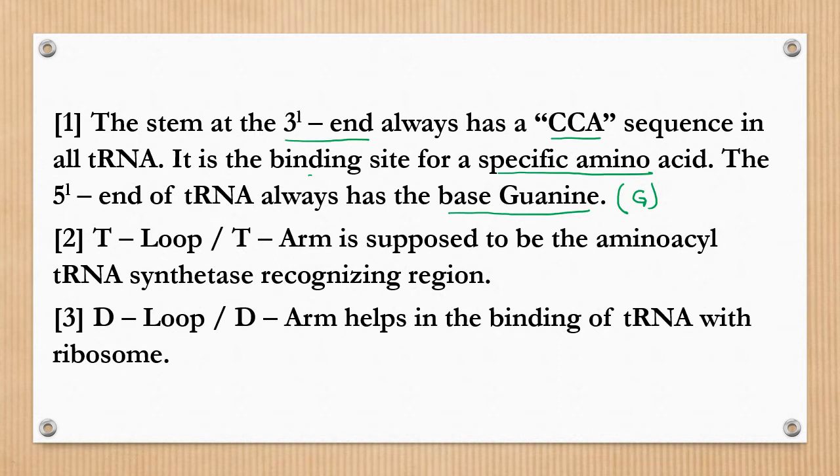Now the T loop or T arm is helpful to recognize the aminoacyl tRNA synthetase enzyme. And another part, the D loop or D arm, helps in the binding of tRNA with ribosomes. So it is helpful to bind the tRNA with the ribosome molecule.